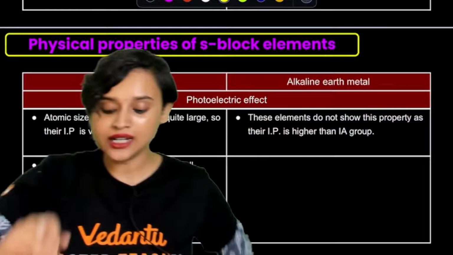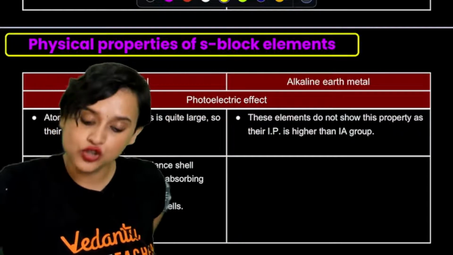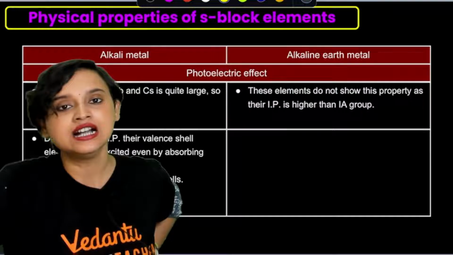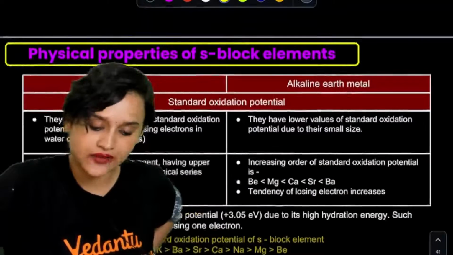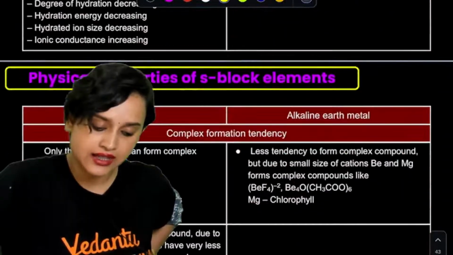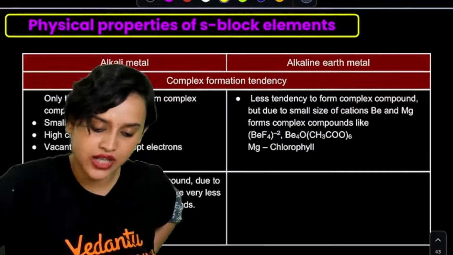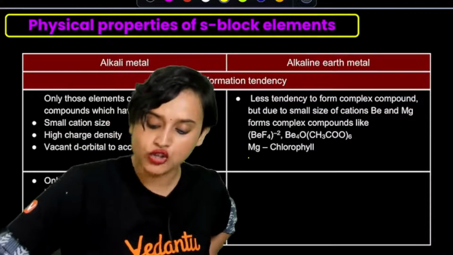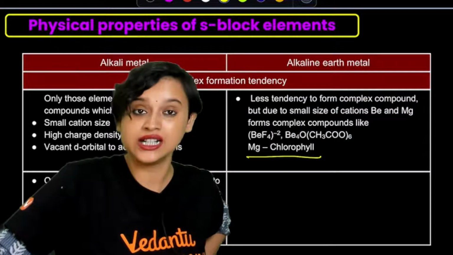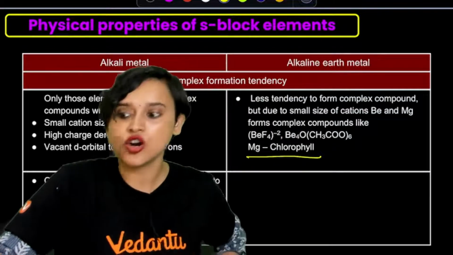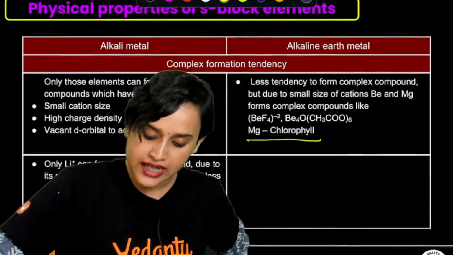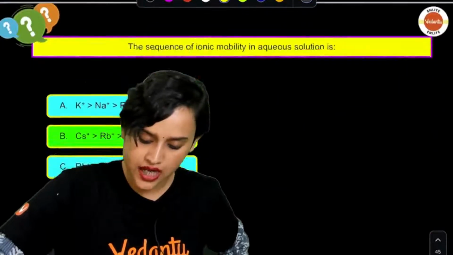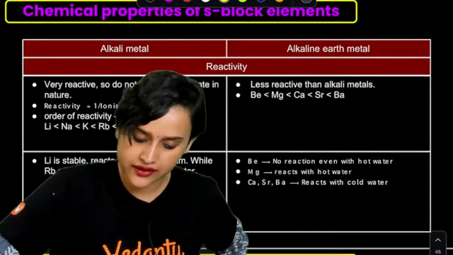The group 2 elements, that is alkaline earth metals, do not show this property as their ionization potential is higher than the group 1 elements. Am I clear, everybody? Complex formation tendency, we have already learnt about this. We all know that magnesium is present in chlorophyll, and chlorophyll is a coordination complex, which we studied long back. High charge density, all of this is done. Reactivity is also done.